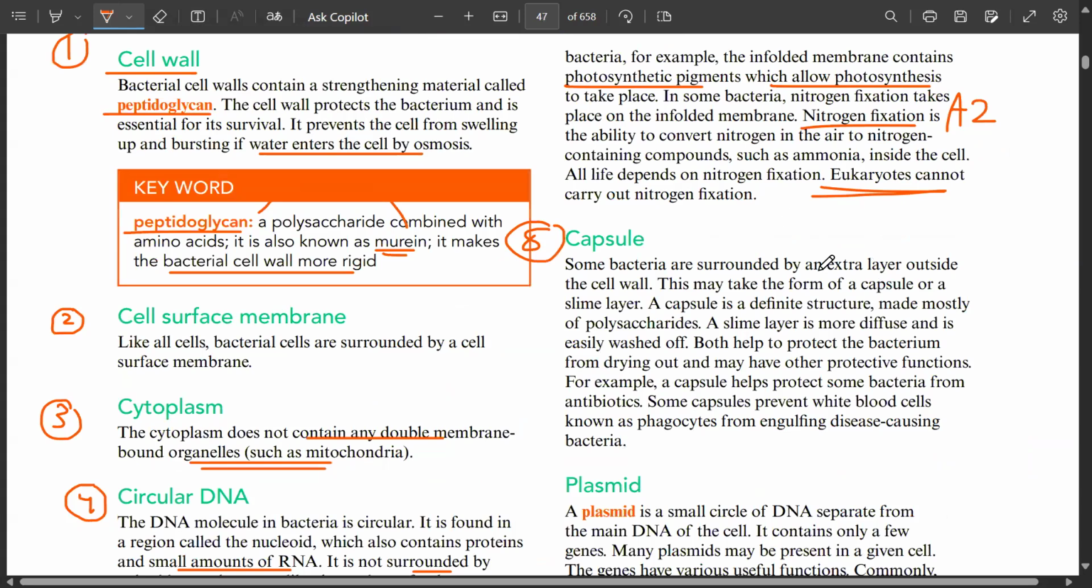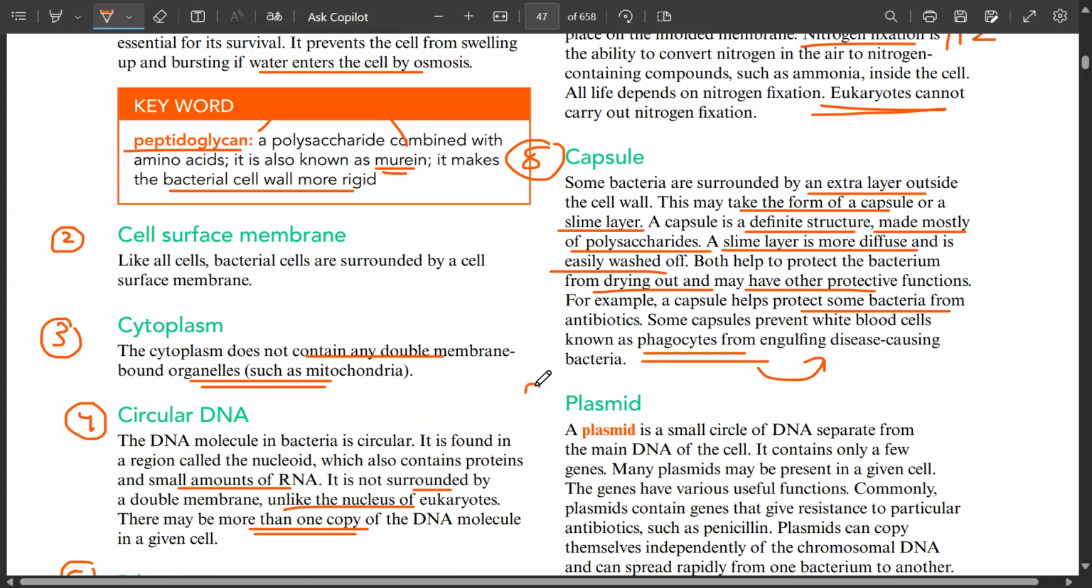Some bacteria are surrounded by an extra layer outside the cell wall, and this may take the form of a capsule or a slime layer. A capsule is a definite structure made mostly of polysaccharides, and a slime layer is more diffuse and easily washed off. Both help to protect the bacterium from drying out and may have other protective functions as well. For example, a capsule helps protect some bacteria from antibiotics, and some capsules prevent white blood cells known as phagocytes from engulfing the disease-causing bacteria. Is it clear?